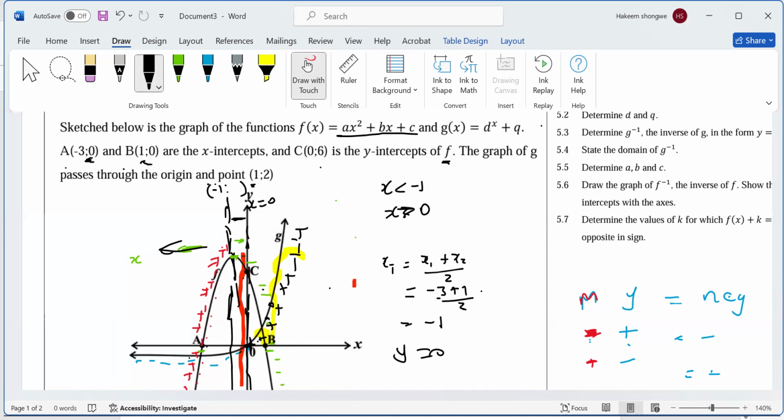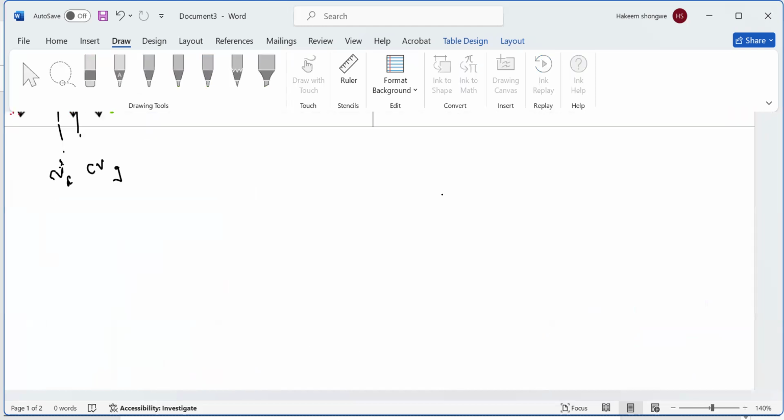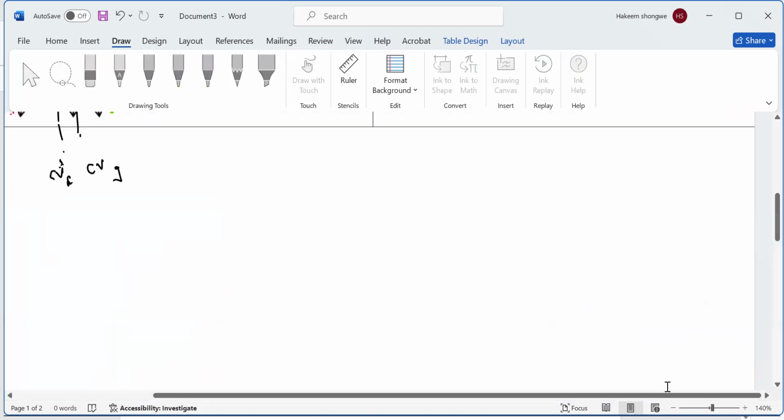But for 4 marks, I think they were going to give us a mark for this thing here. Then they will give us 1 mark for this one, and then 1 mark. It was 4 marks all in all.